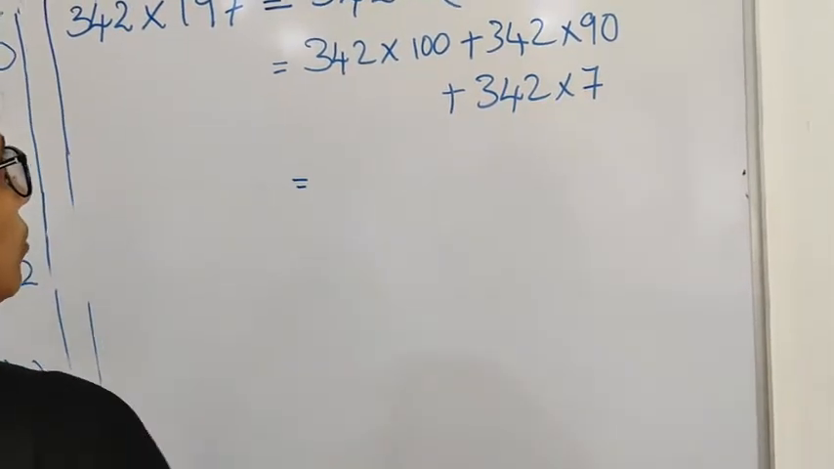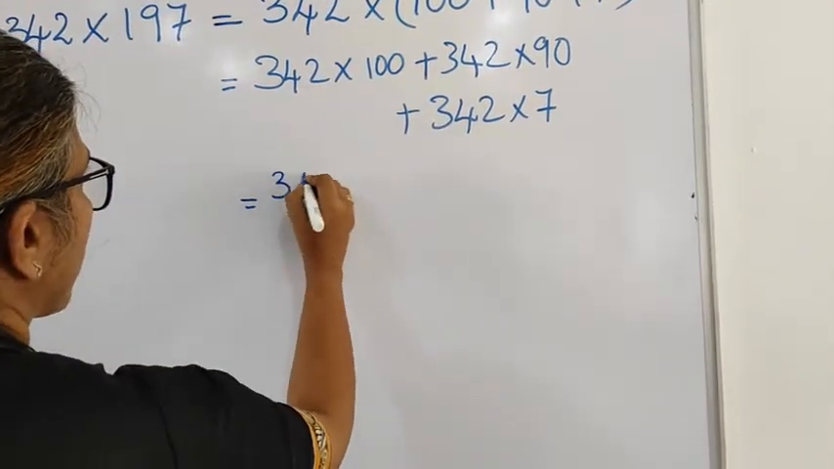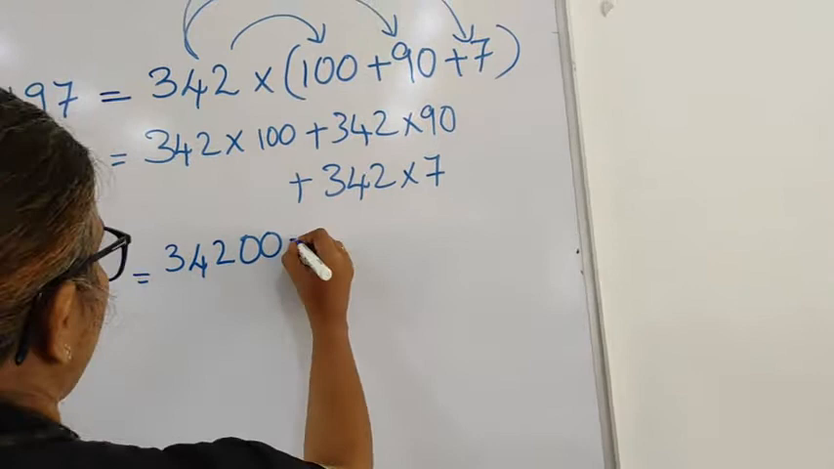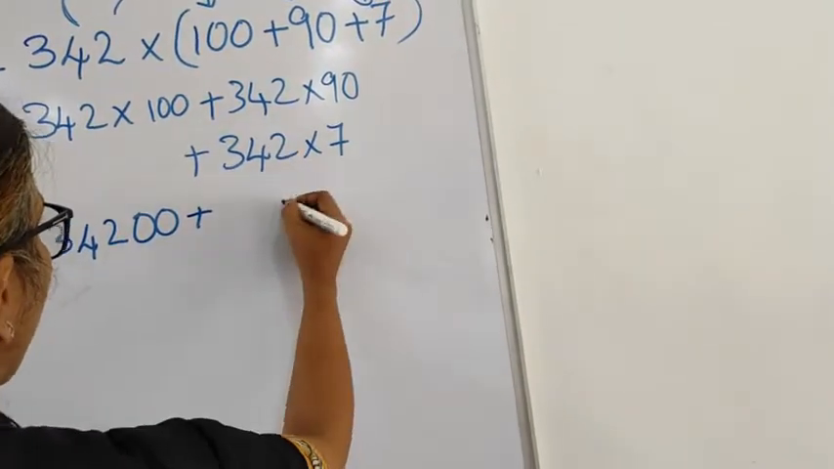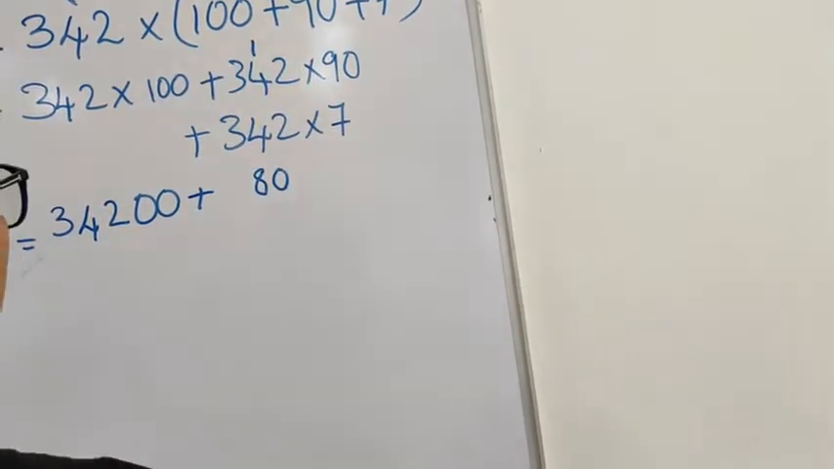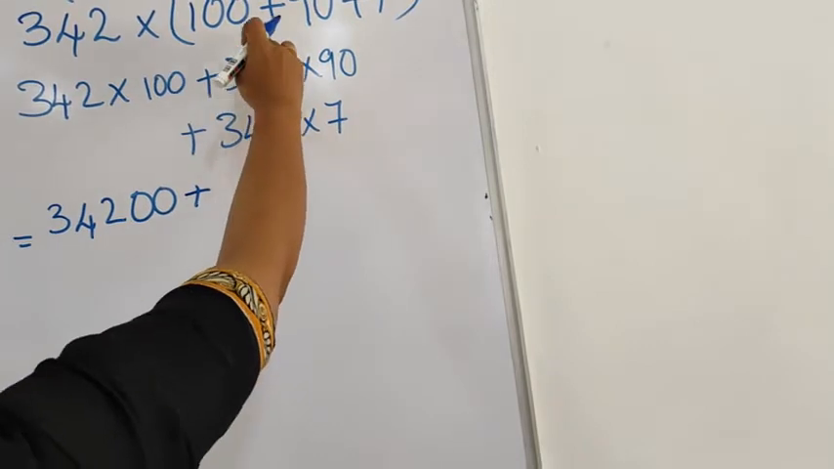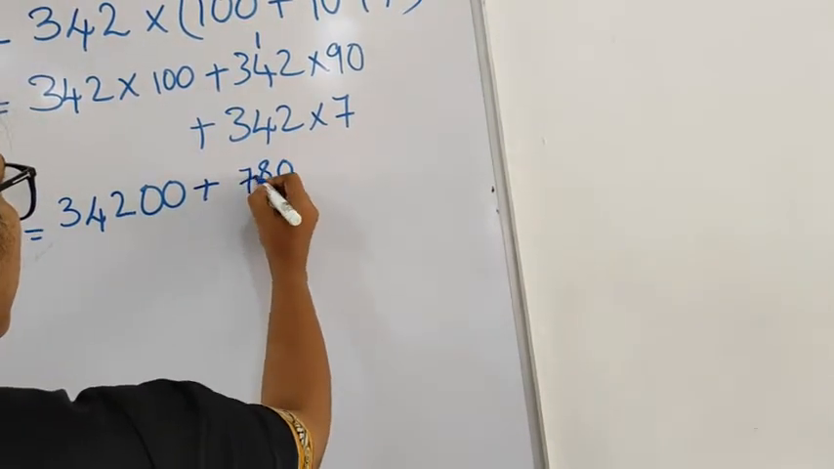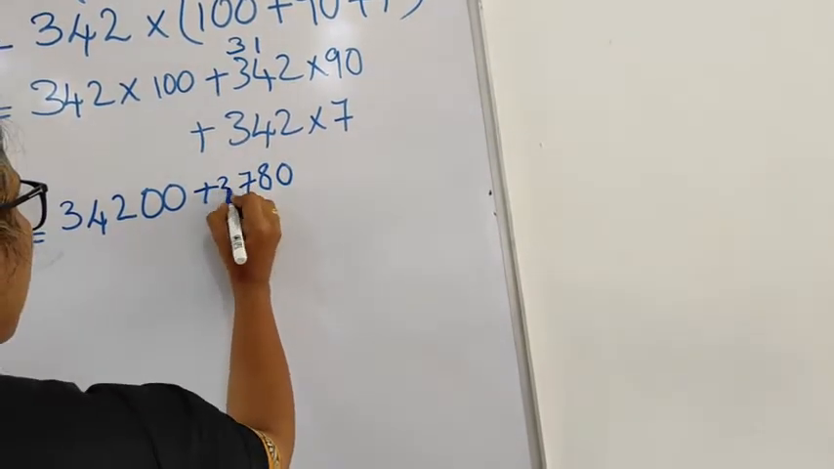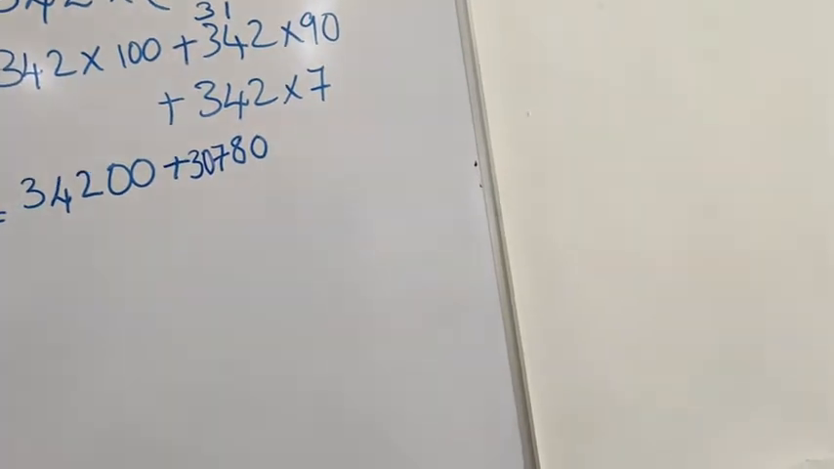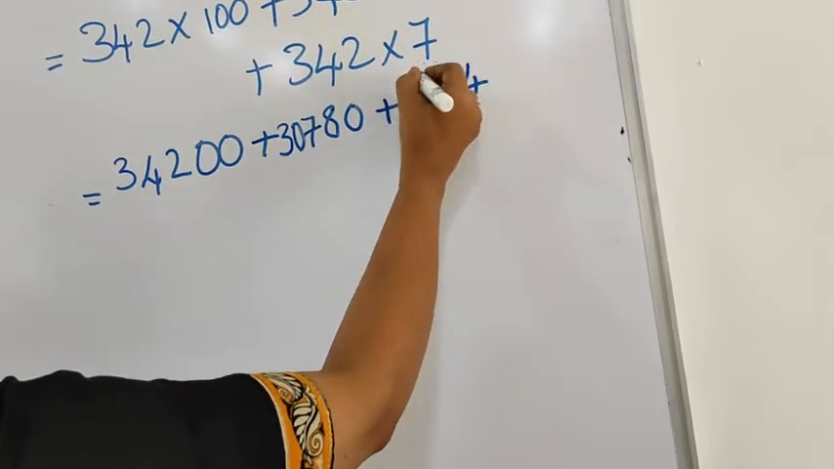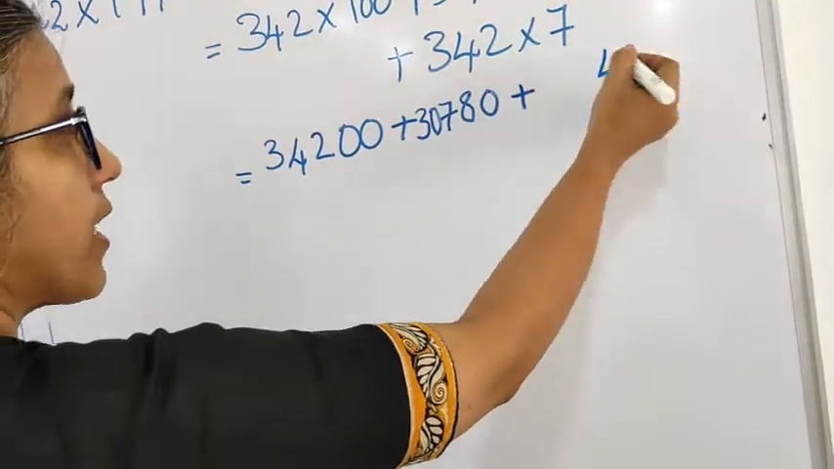which is equal to 342 into 100 is 34,200 plus 342 into 90. So I have 0, I wrote 0 here. 9 2s are 18, 1 carry over. 9 4s are 36, 36 plus 1 is 37, carry 3. 9 3s are 27, 27 plus 3 is 30. So you will get 30,780 plus 7 2s are 14.